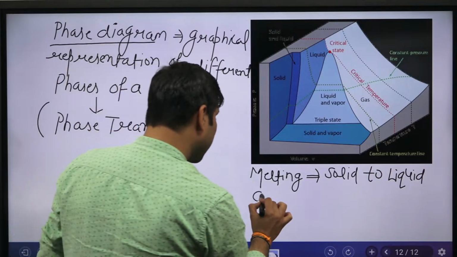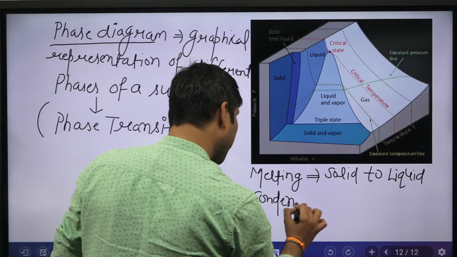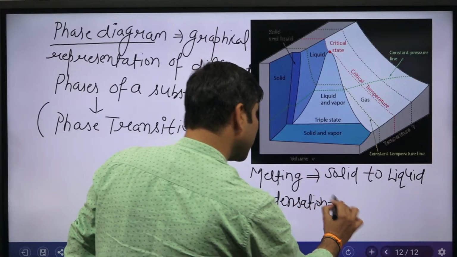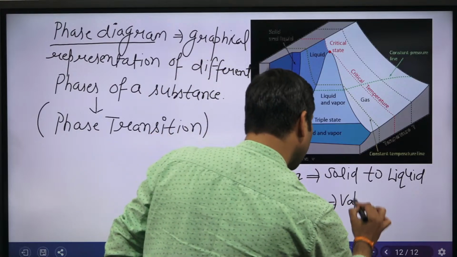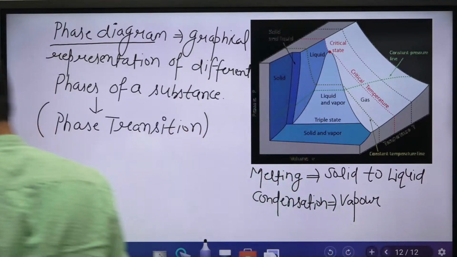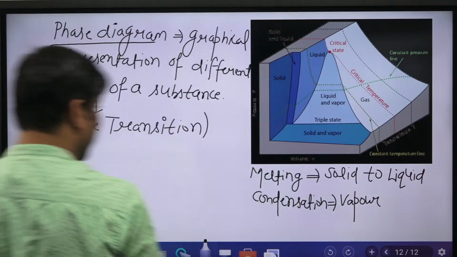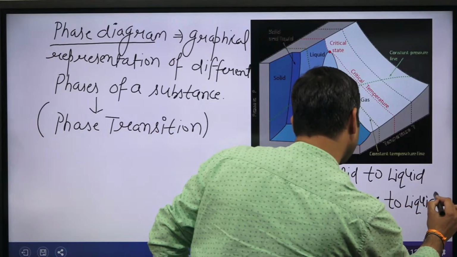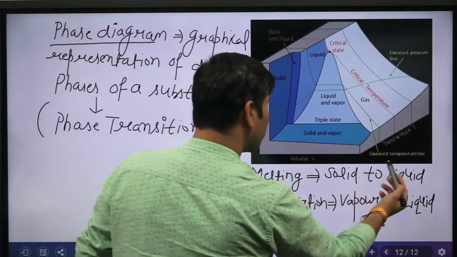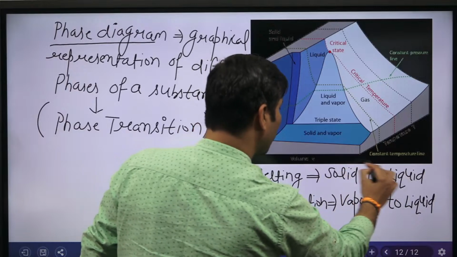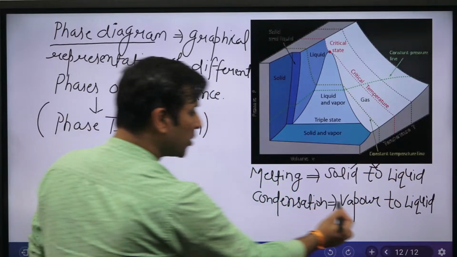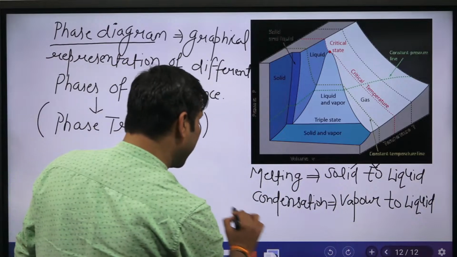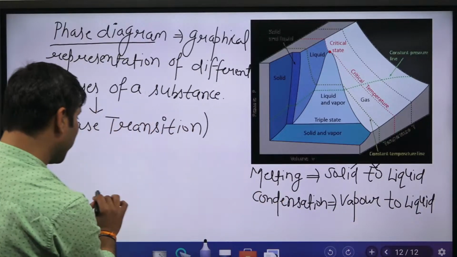Similarly, what is condensation? Condensation क्या होता है? Vapor to liquid. Okay. Melting क्या होता है? Solid to liquid. Condensation क्या होगा? Vapor to liquid. Okay. Similarly, यहां पे लिख देता हूं मैं vaporization.